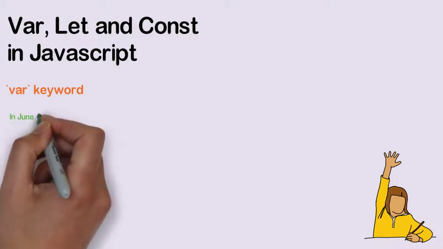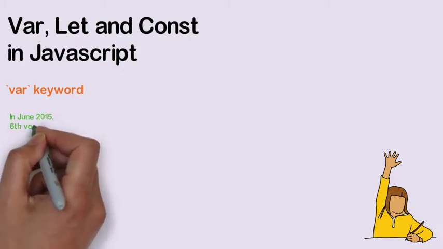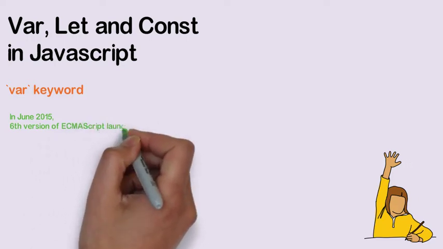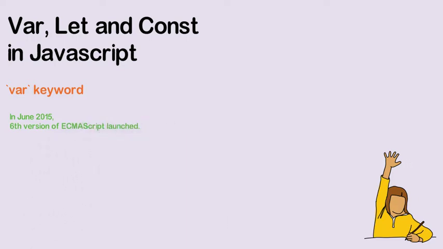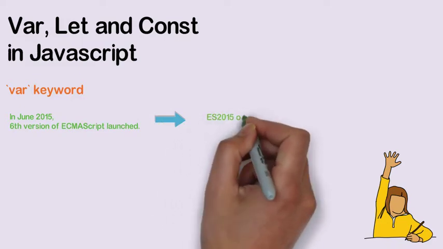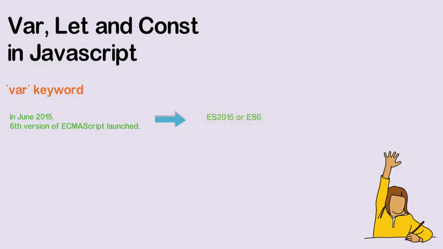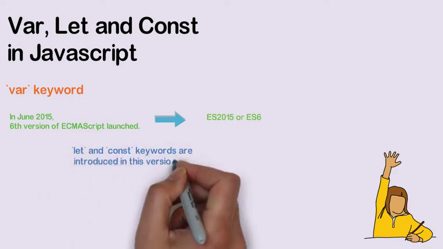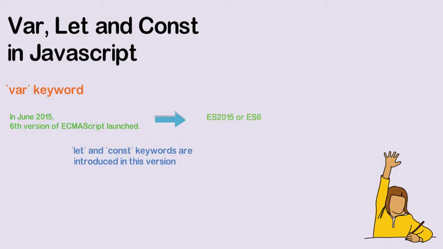But in June 2015, the 6th version of ECMAScript launched and it was the biggest transition of JavaScript, that is ES2015 or ES6. The let and const keywords were introduced in this version, and var was already there in earlier JavaScript. All these three are used for variable declarations.